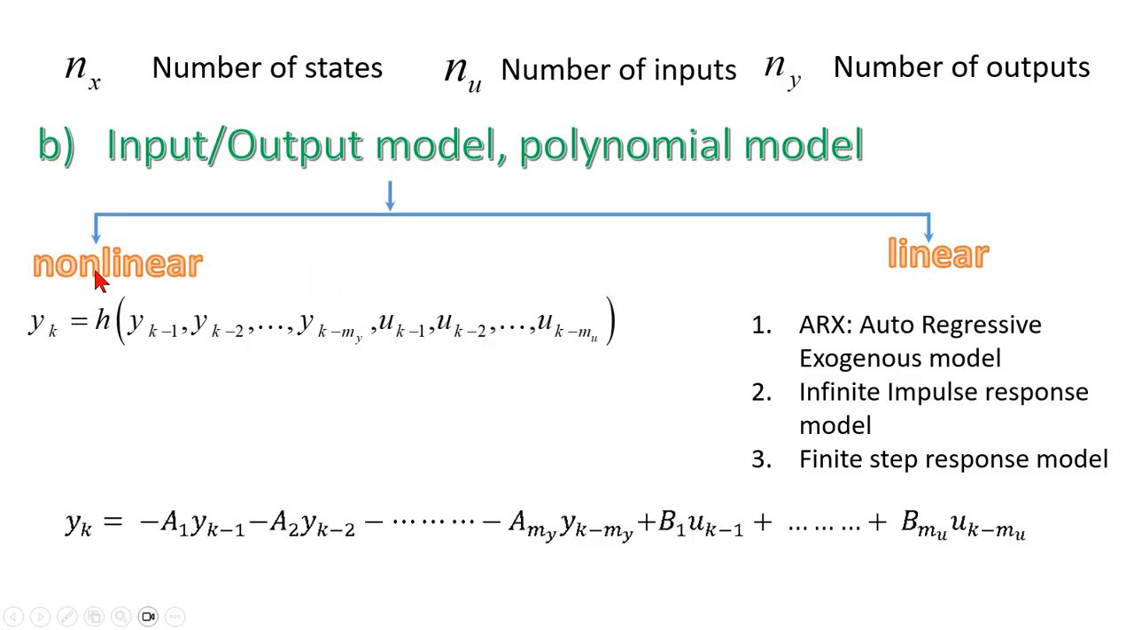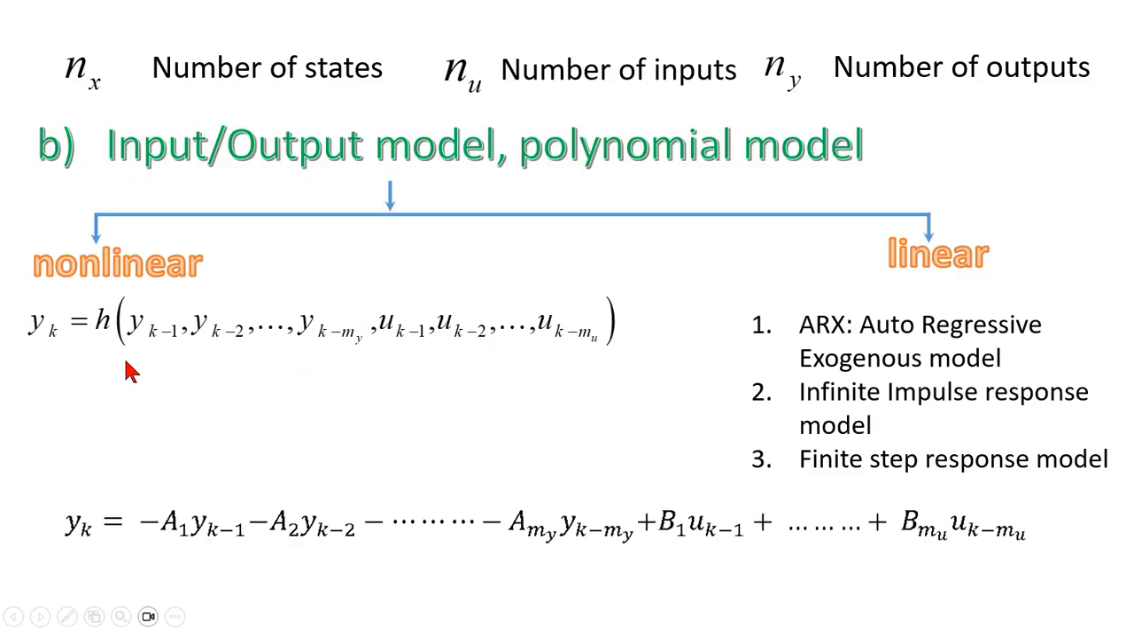As you can see, in an input-output model or a polynomial model, the output depends on the previous outputs and the previous inputs. Here the current output is dependent on 1, 2, up to my number of previous outputs and mu number of previous inputs. And the relationship between previous inputs and previous outputs can be any nonlinear function, which is denoted by h here. The important thing is that in a polynomial model, the current output is only dependent on past outputs and past inputs. Here there are no states. So in polynomial models, we do not talk about states.